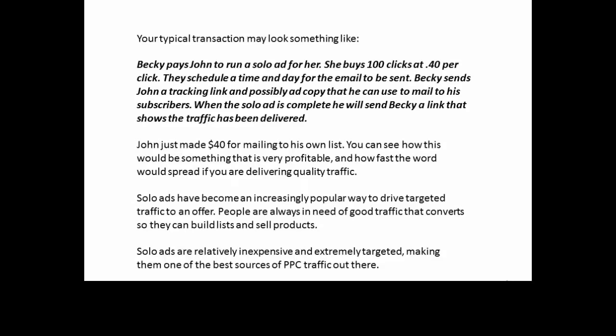Your typical transaction may look something like this. Becky pays John to run a solo ad for her. She buys 100 clicks at 40 cents per click. They schedule a time and day for the email to be sent. Becky sends John a tracking link and possibly ad copy that he can use to mail to his subscribers. When the solo ad is complete, he will send Becky a link that shows the traffic has been delivered. John just made $40 from mailing to his own list.